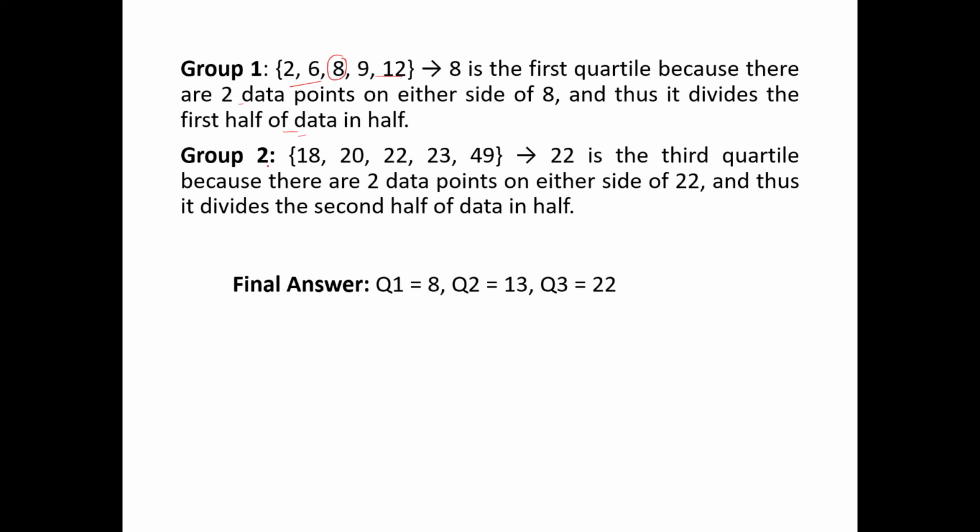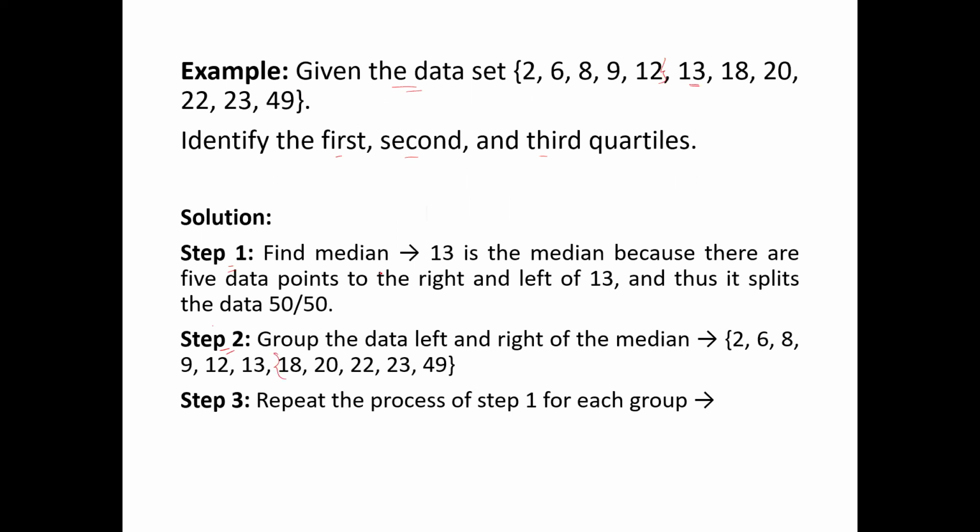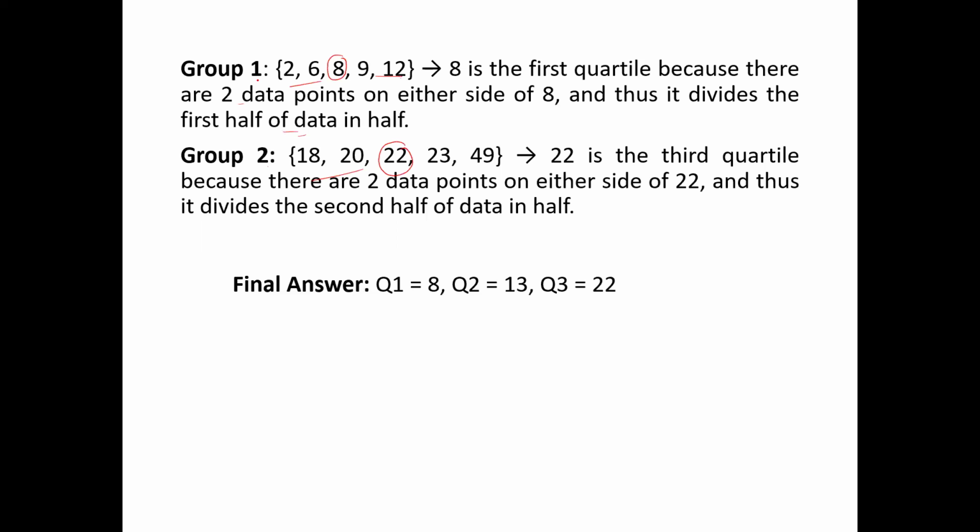Then coming to the second group, we know that 22 is the third quartile because there are 2 data points on either side of 22, and thus it divides the second half of data. So finally, for this given data set, 8 is quartile 1, 13 is quartile 2, and 22 is quartile 3. See here, quartile 1 is 8, quartile 2 is 13, and quartile 3 is 22. This is how we find the quartiles for a given data set.